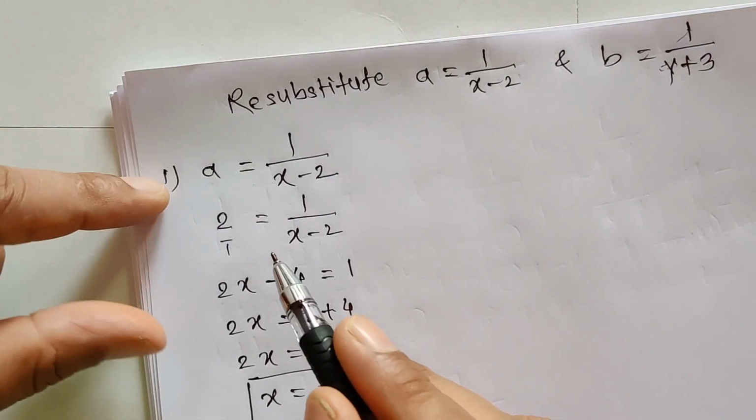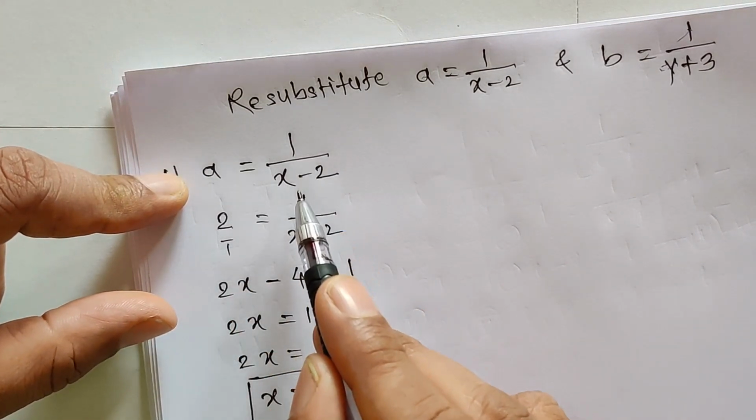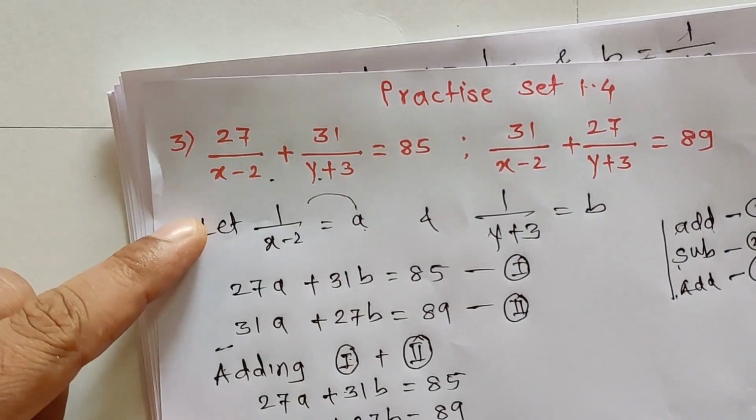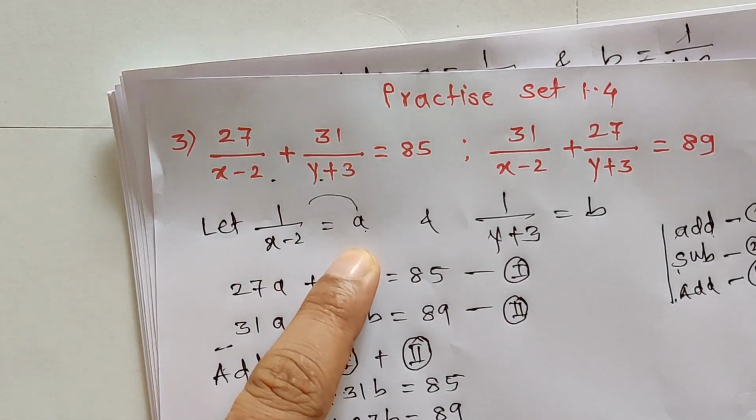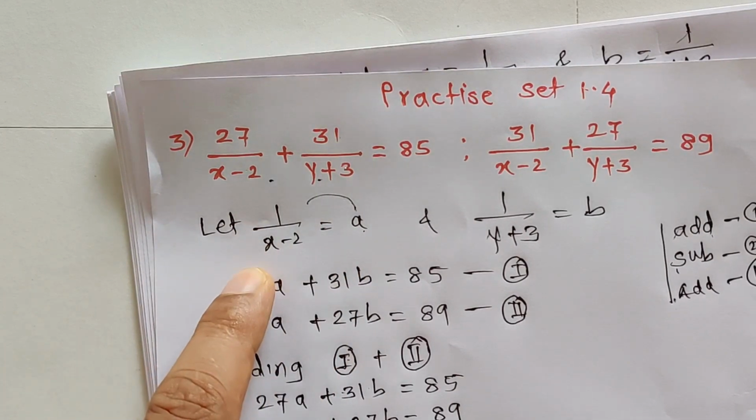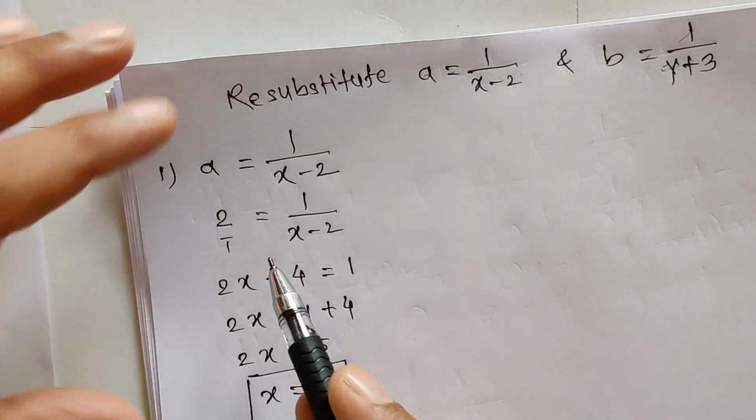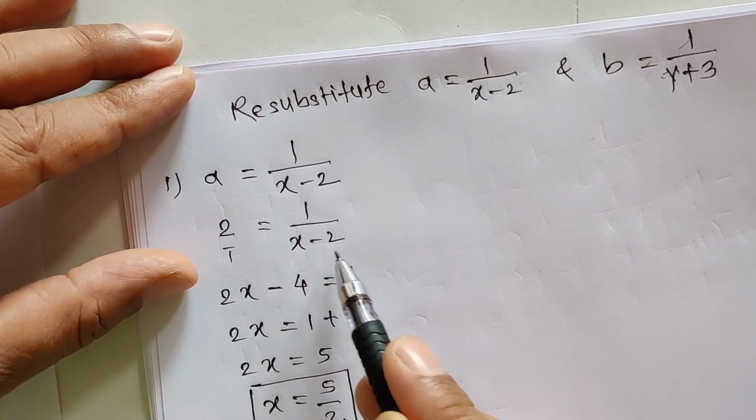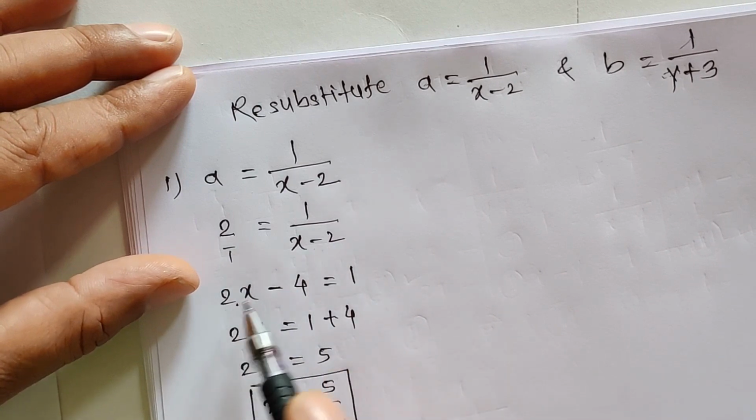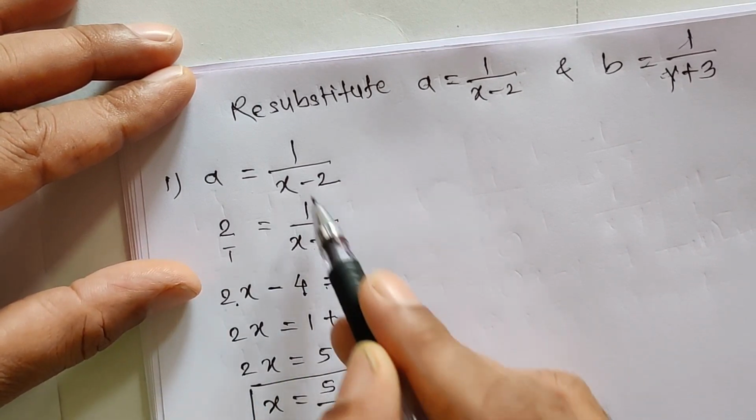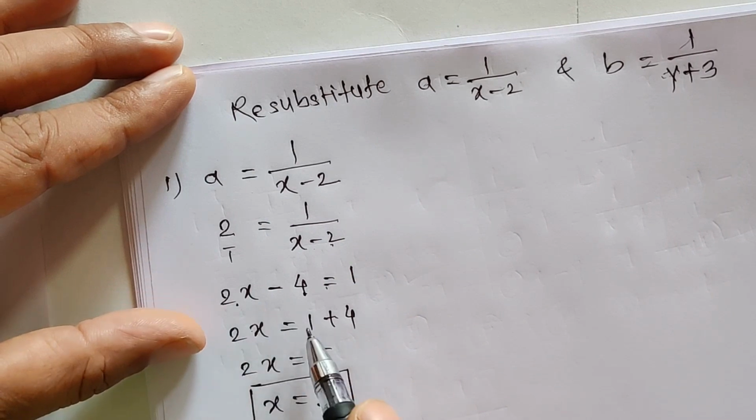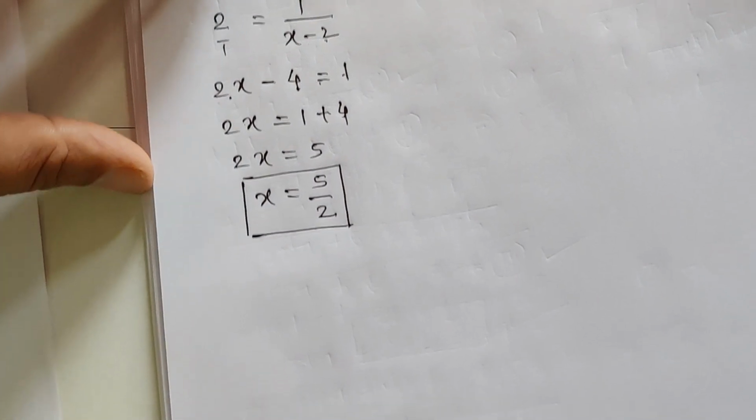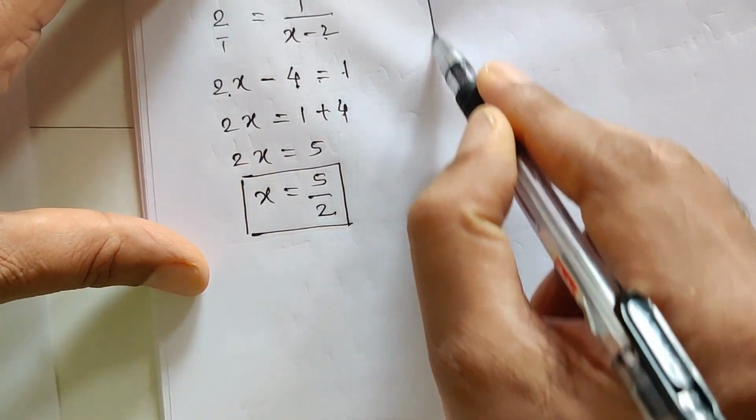How? Listen again. a is equal to 1 upon x minus 2, because here we consider the denominator, 1 upon x minus 2 is equal to a. But we have the value of a is 2, so 2 is equal to 1 upon x minus 2. By cross multiplication, 2 into x is 2x, 2 twos are 4, is equal to 1 into 1. Now 2x is equal to 1 and this 4 becomes plus. So we get 2x is equal to 5, x is equal to 5 by 2.